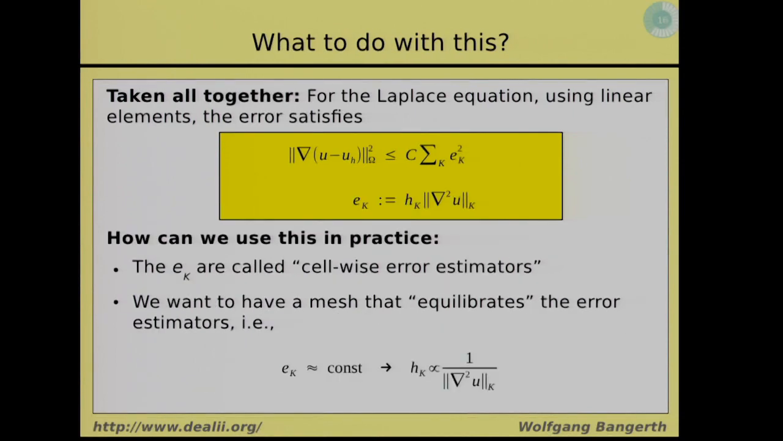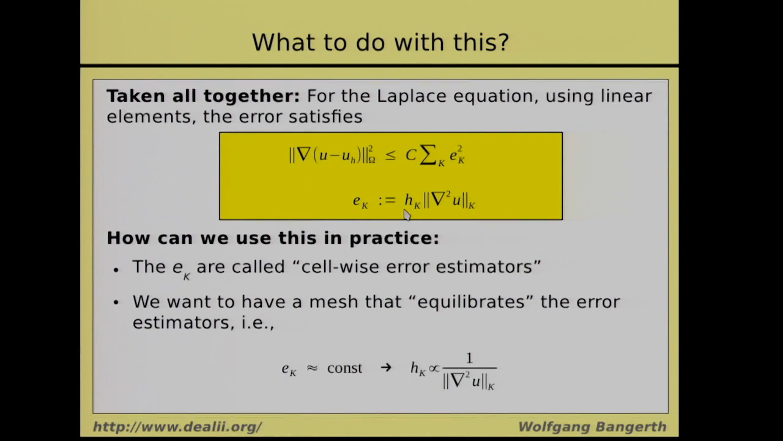So what I would like to do is use this and somehow first heuristically derive something that I can actually evaluate. Something on the right-hand side, I want to replace the right-hand side by something that I can evaluate. And in order to do this, I want to split the total error into the cell-wise indicators. So I'm going to write the total error as a sum over cells of ek squared.